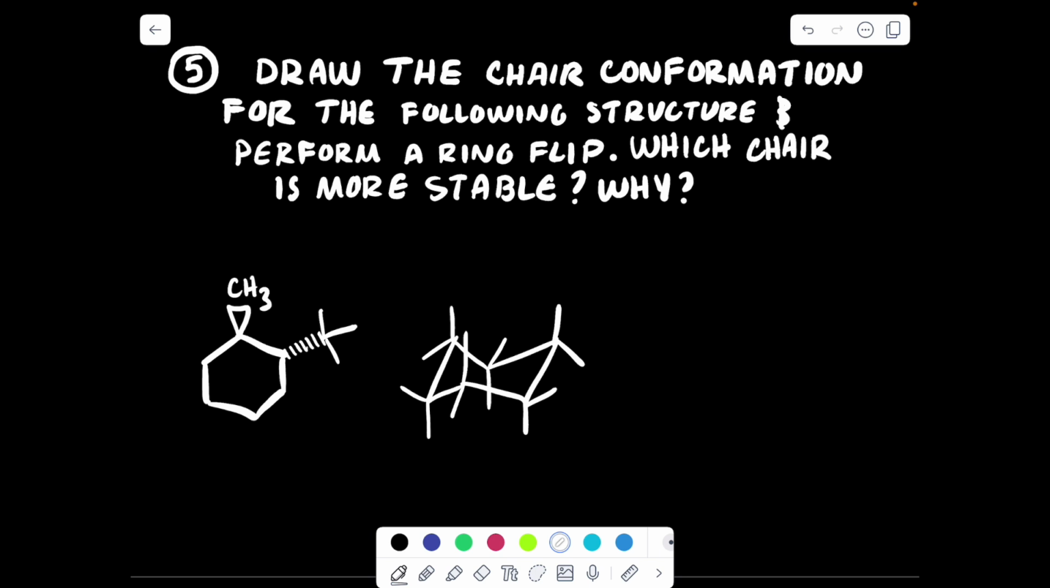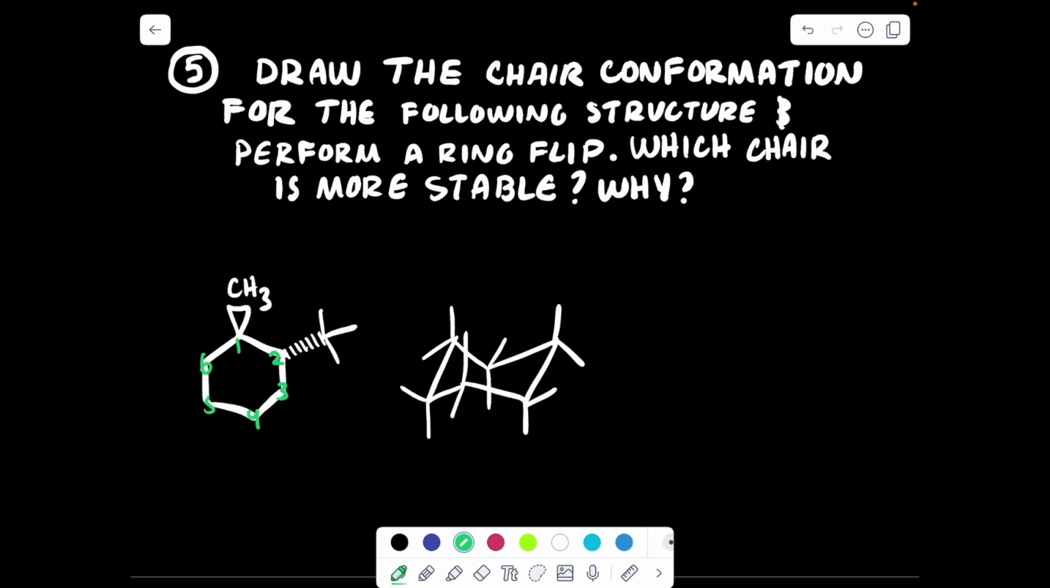After I've done this, I want to label the atoms on my hexagon from 1 to 6 in the clockwise direction. So I usually start at the top. Once again, this is arbitrary. You can choose to start at whatever carbon that you want. I just prefer to start at the top carbon. 1, 2, 3, 4, 5, 6.